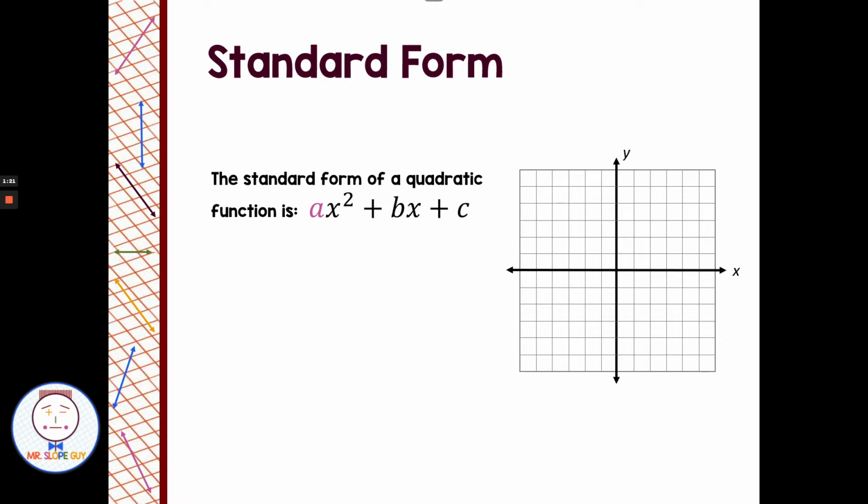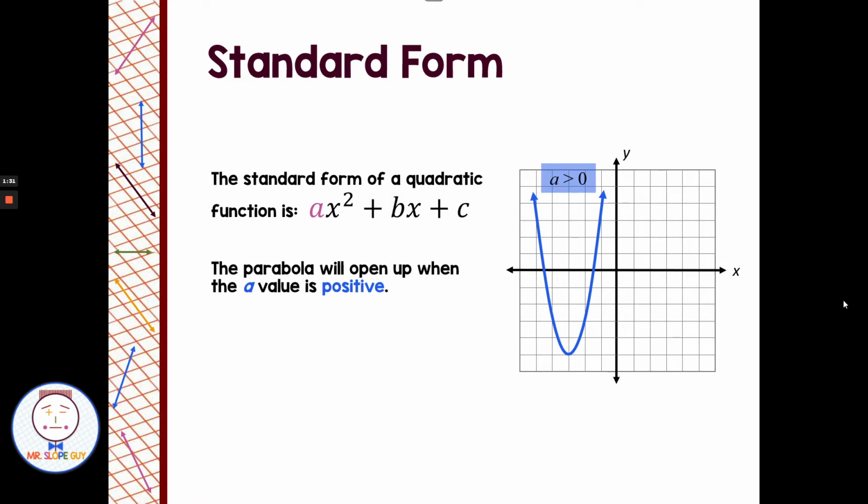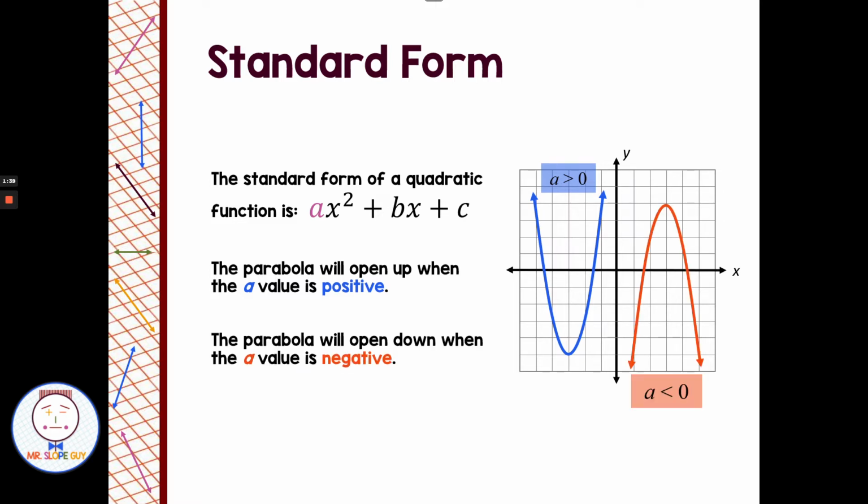The standard form of a quadratic function is a times x squared plus bx plus c. And this a value, or lead coefficient, tells us a lot about our graph. If the a value is a positive number, the parabola opens upward. And if the a value is negative, then the parabola opens downward. Another way of saying that: a is greater than 0 means it opens upward, and a is less than 0, meaning a negative number, means the parabola opens downward.